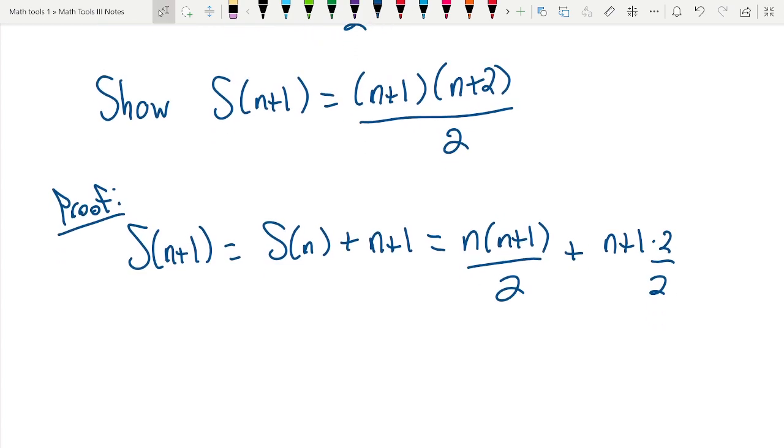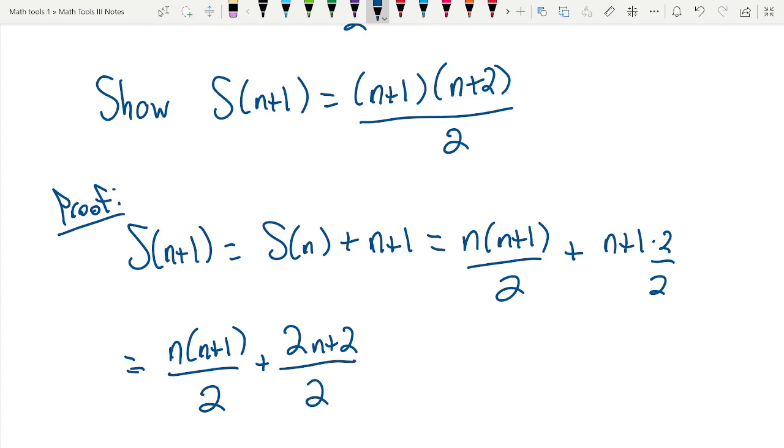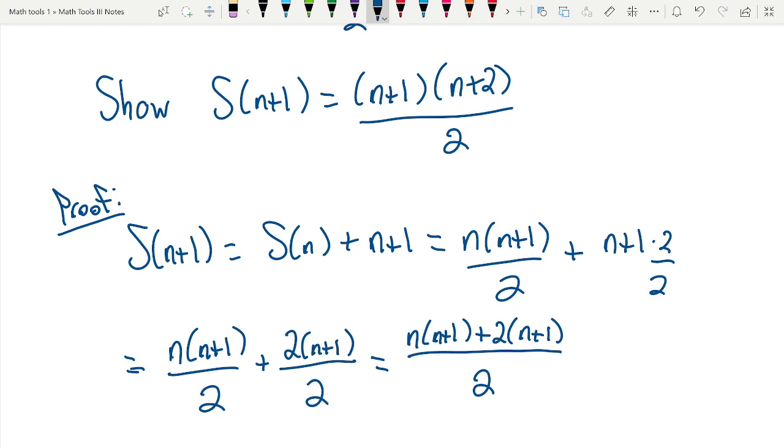So we could find a common denominator here, multiplied by 2 over 2. Okay. So this is going to be, just carry this part over here, plus 2n plus 2 over 2. Okay, or let's just say 2 times n plus 1, because I kind of see where this is going now, right? Because now we can combine these into one fraction. So we have n times n plus 1 plus 2 times n plus 1, over 2. Now the n plus 1 is a common factor, so we can pull that out. And we get n plus 1 times n plus 2 over 2. Okay? Which is exactly what we wanted to show.